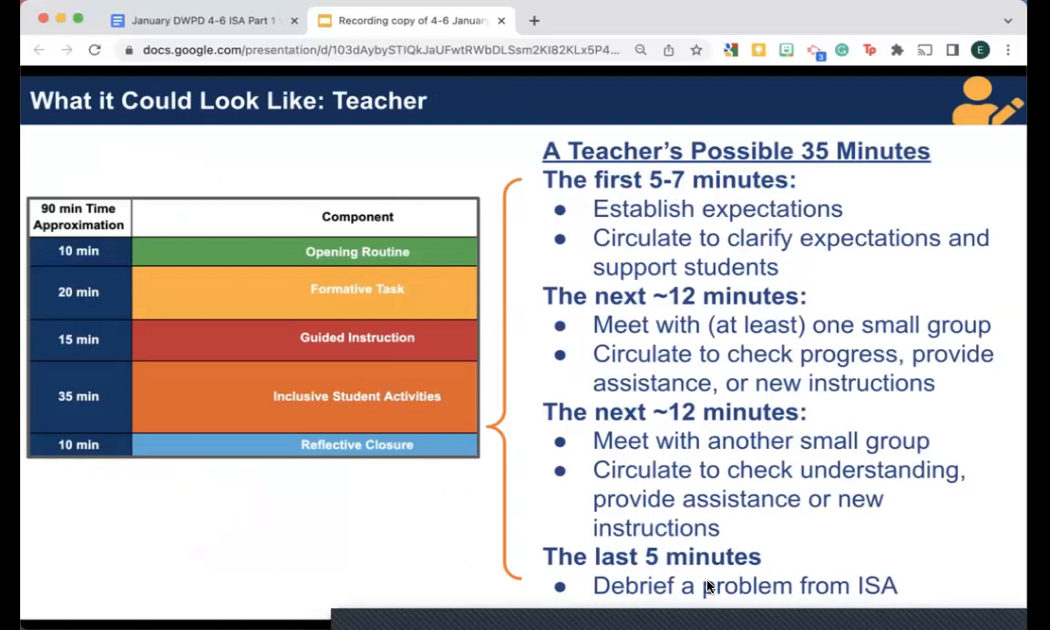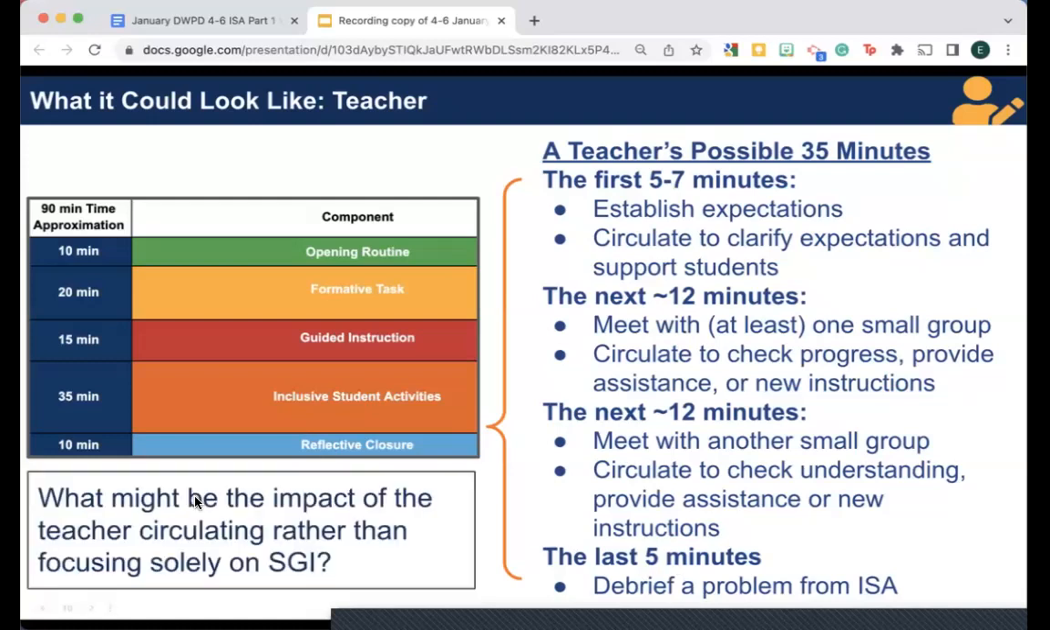All right, hopefully you paused and skimmed through. I want you to think about what might be the impact of a teacher circulating rather than focusing solely on SGI. So notice there was a lot of circulation happening throughout here by the teacher. What might be the impact of that?